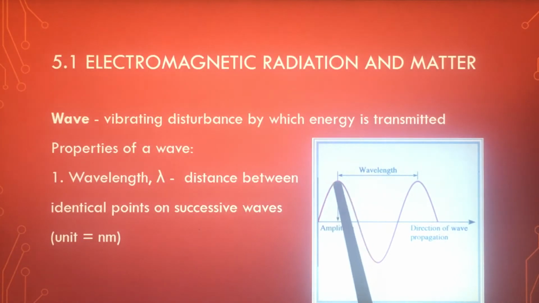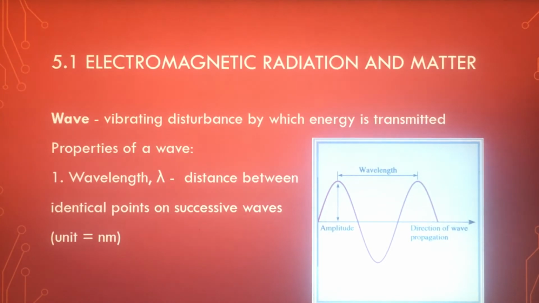For example, this topmost point and the topmost point on the successive wave. If we measure the distance between these two points, that is the wavelength. The unit for this is nanometers, since the waves are very, very small. But we also have waves in meter scale. We'll see that later on.